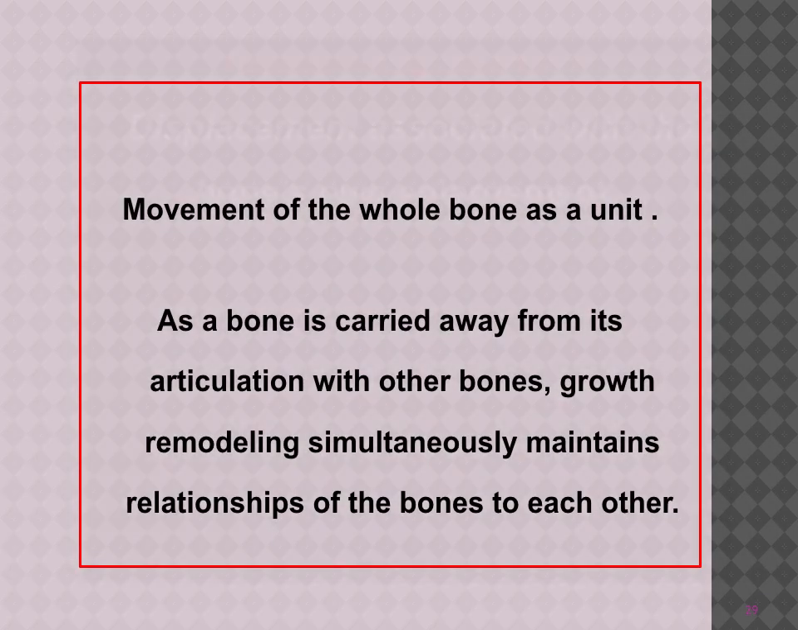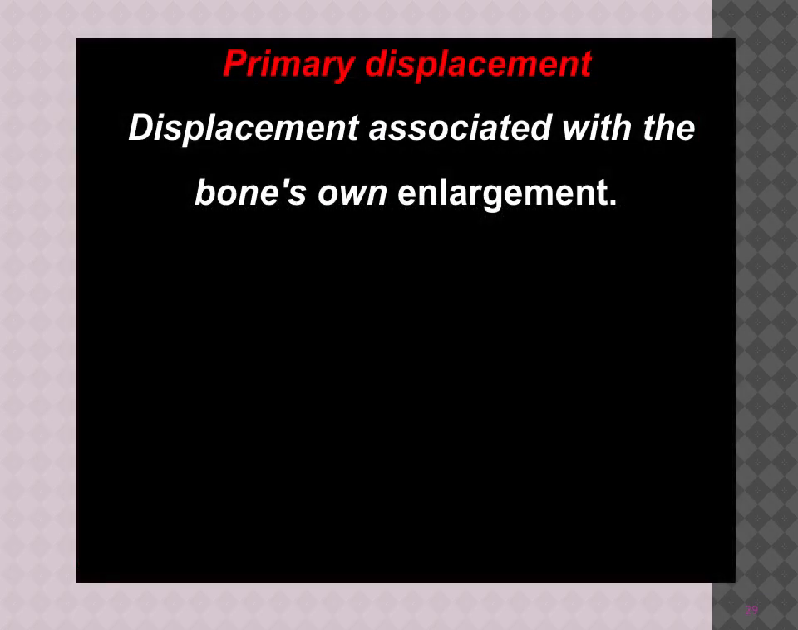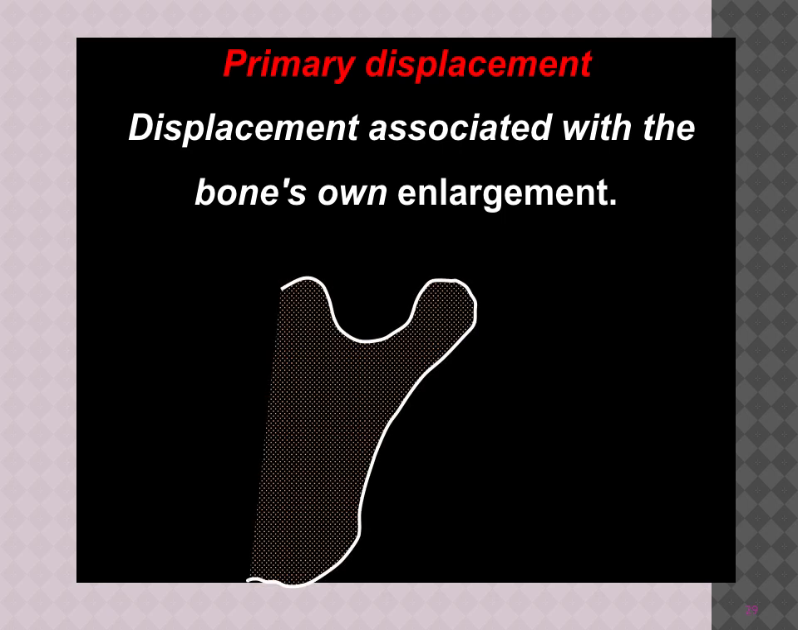Now there is something which is called primary displacement. That means if you look at the condyle over here, the condyle has grown, there has been active deposition and resorption of this condyle, which has led to a change in position or displacement of the mandible. That means the bone's own remodeling, deposition and resorption has led to its own change in position. So it's called primary displacement.